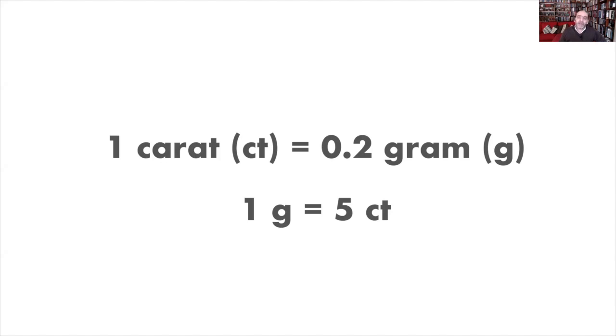1 carat is equivalent to 200 milligrams, which is 0.2 gram. And it has been like that since 1907. So more than 100 years ago, it was defined that 1 carat equals 200 milligrams. Therefore, in 1 gram, you have 5 carats.